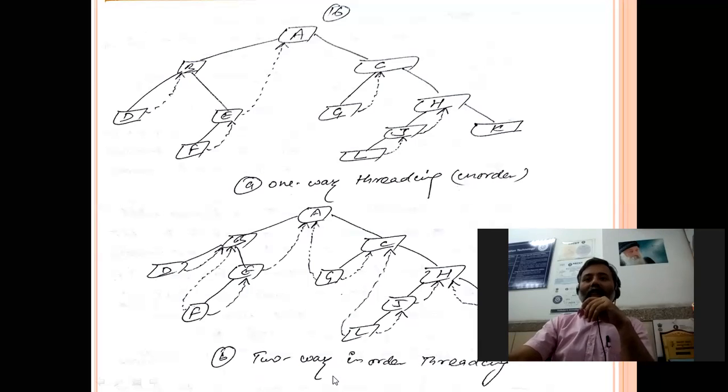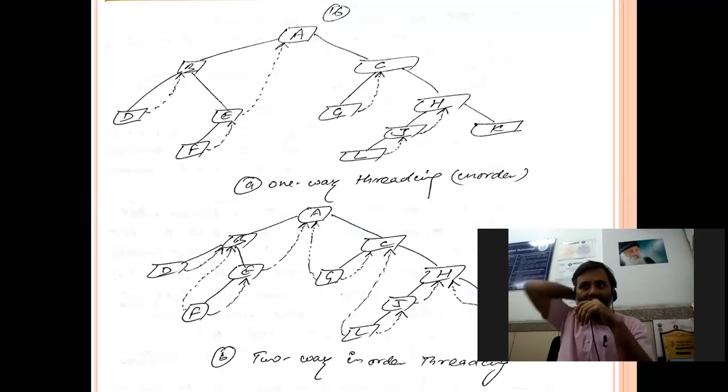You may have a question in your mind: why not the right pointer of K and why not the left pointer of D? You know that in in-order traversal, before D we have no node, so we have no option to replace. Similarly, after K we have no node in the traversal, so that's why it will be a null pointer.